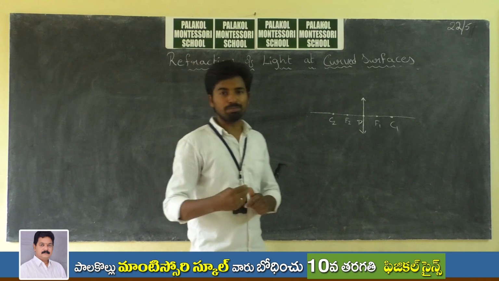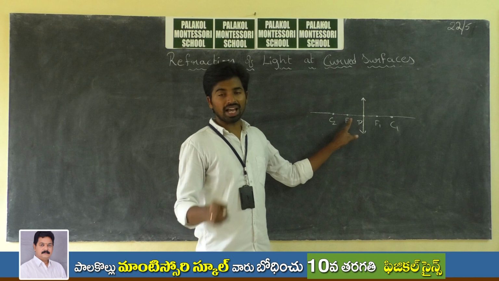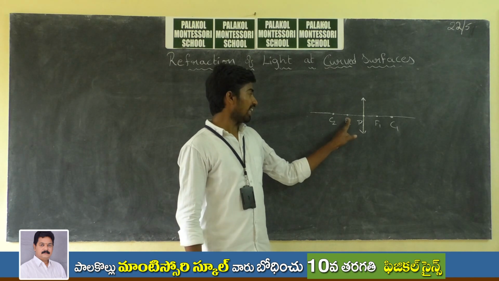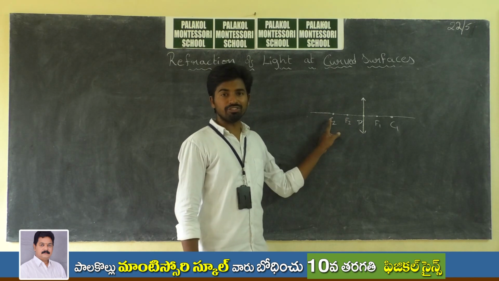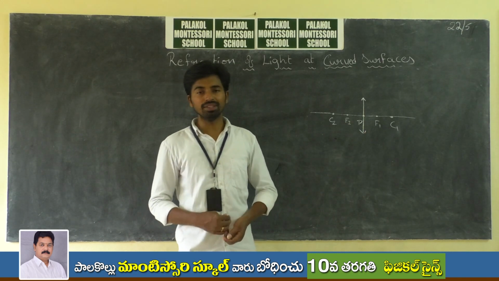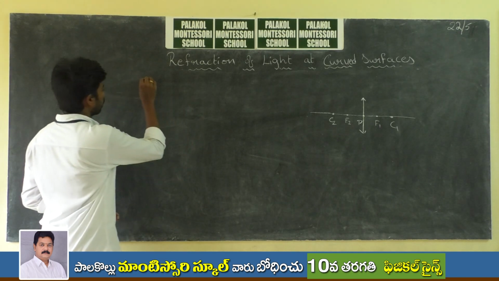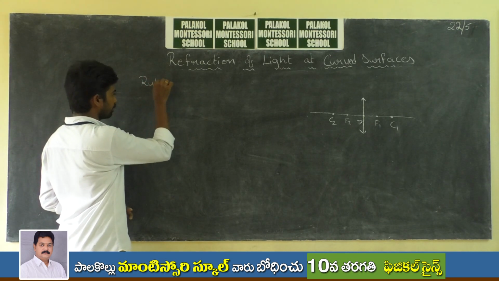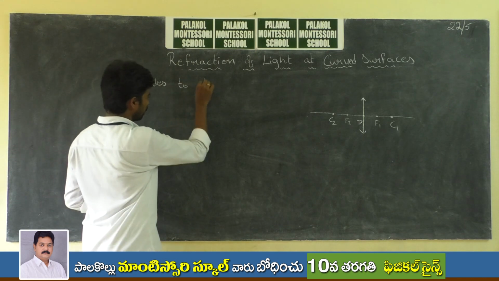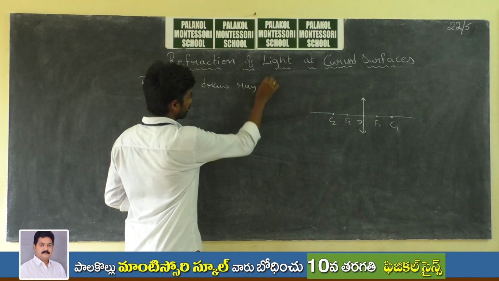Keep an important point in your mind: you have to place the focus point exactly at the middle of the center of curvature and the pole. Then only you will get a proper ray diagram. So now we are discussing the rules to draw the ray diagram.